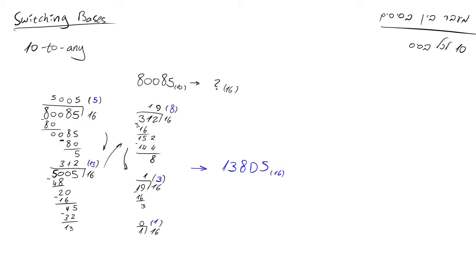You take 312 divided by 16, you get 19 with a remainder of 8. Take 19 divided by 16, you get 1 with a remainder of 3. Take 1 divided by 16, you get 0 with a remainder of 1, and you're done. Now you take the remainders from last to first, and you get 1, 3, 8, 13, and 5. 13 is D, so you get 1, 3, 8, D, 5 in base 16.